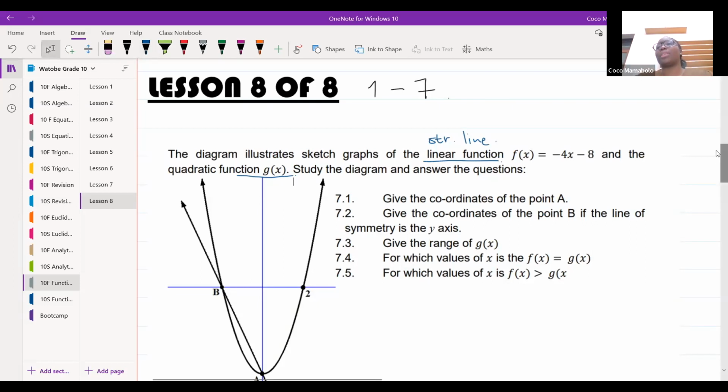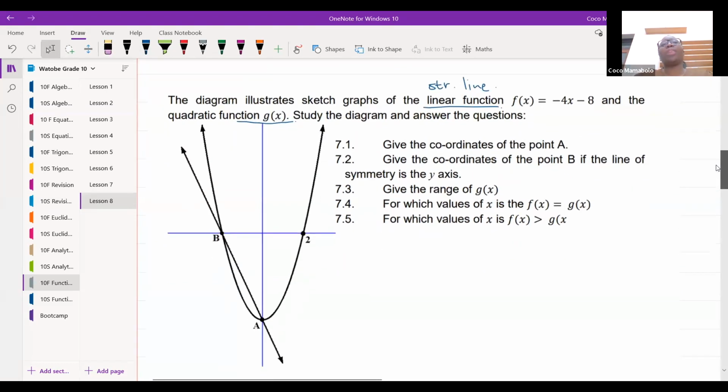Now, let's have a look at what's happened over here. What can we look at before we even get into the questions? Let's study the diagram. They say study the diagram and answer the questions. Right, we're first going to look at this.